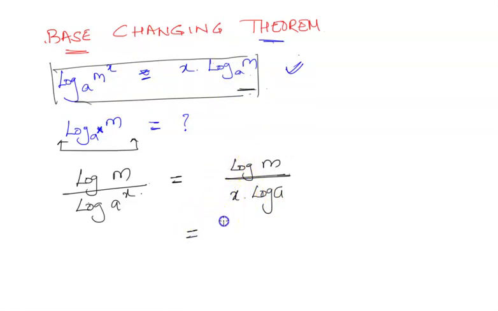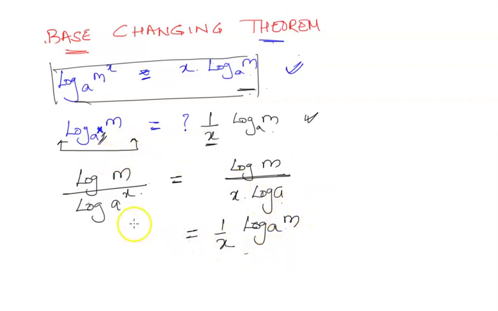So x, 1 by x remains as is, log m, and this a becomes the base for base changing theorem. Right, so this property now is saying 1 by x log m to the base a. So if you have a power x in a base, it becomes 1 by x of that. So that's another way of solving some of the log problems.